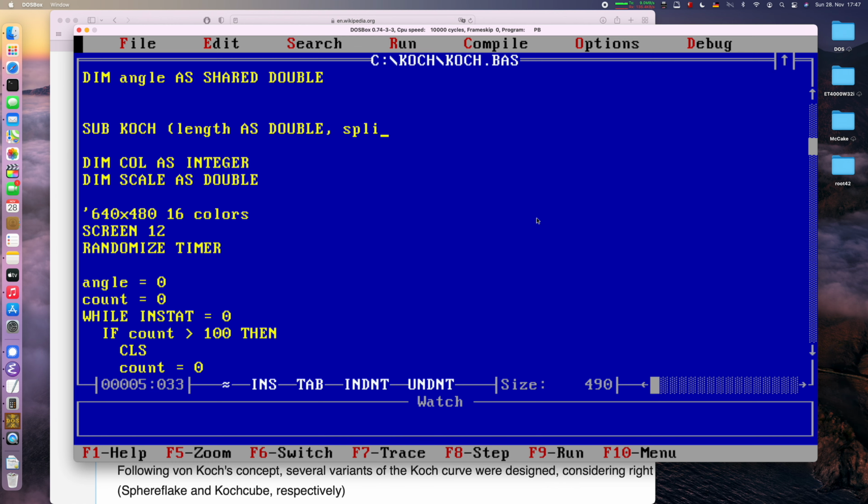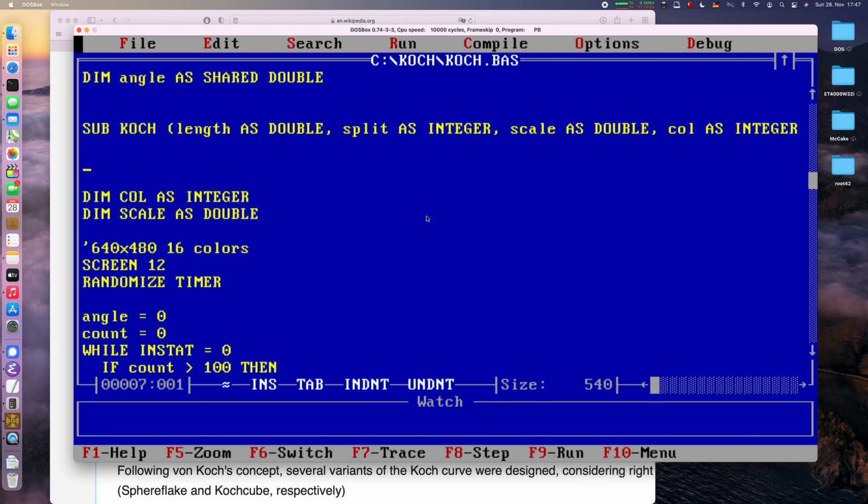We will have a parameter called split, which is the same that was used in the implementation I showed you on Rosetta Code, so I'm sticking with the parameter names here. Split will be an integer, and then scale again will be a double, naturally, and the color is of course an integer. Can range between 0 and 15. This is the end of the subroutine, and in between we are not doing much.